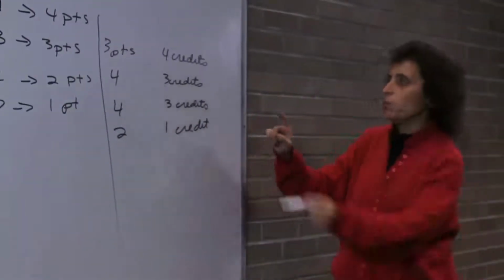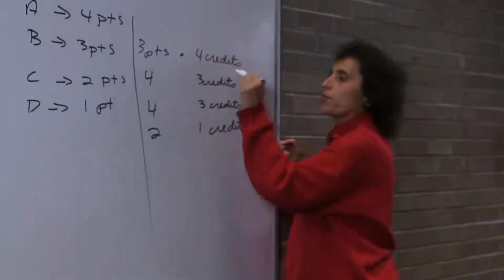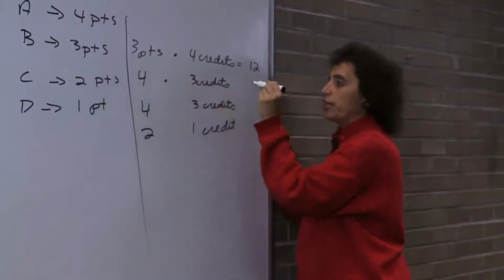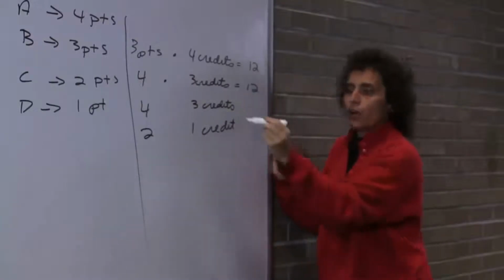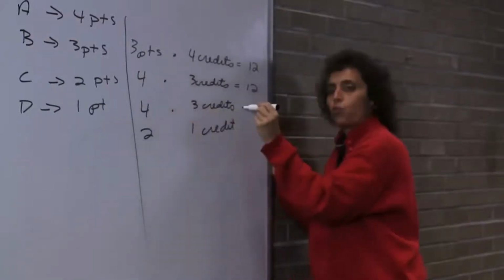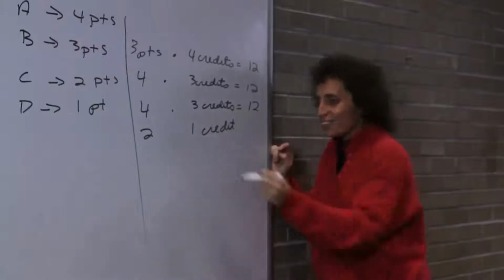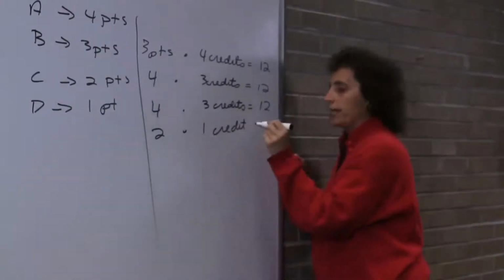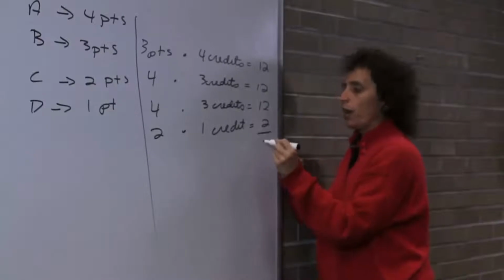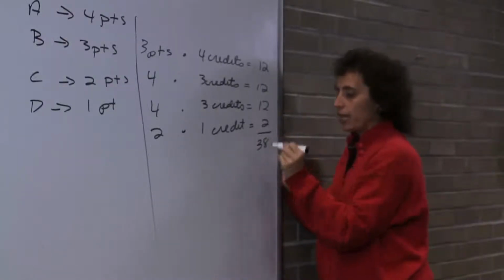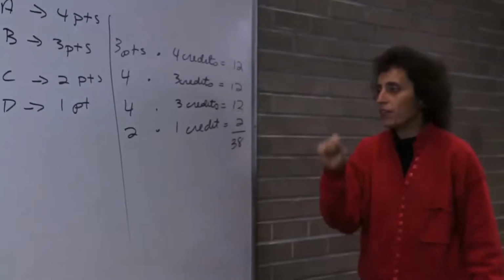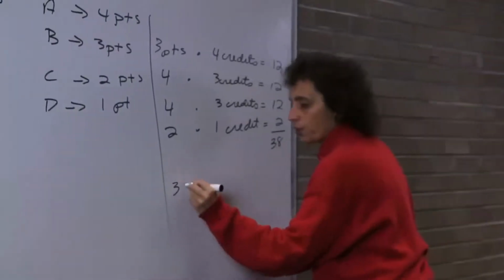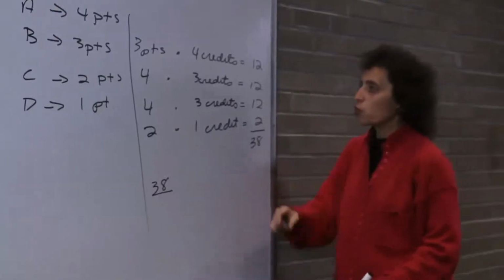You ready? You multiply 3 times 4 and get 12. 4 times 3 and get 12. 4 times 3 and get 12. Wow. I didn't do that on purpose. That was an accident. 2 times 1 and get 2. You add them up and you get 38. And now you divide by the number of credits. Okay? So 38 divided by the number of credits.